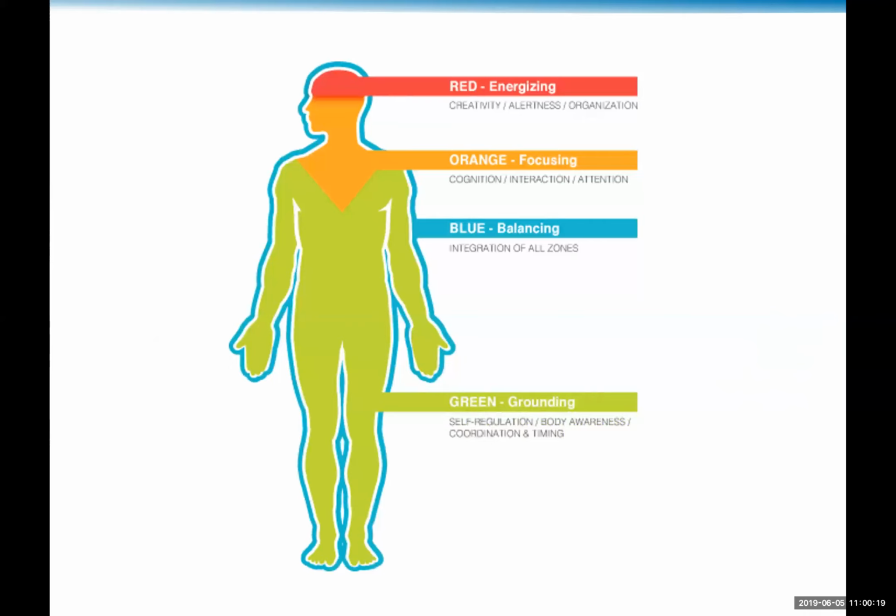We know that blue is balanced and integration of all zones. Red provides energy, alertness, organisation, creativity, insight. Orange is very focused, providing concentration, mental processes, cognition, interaction, communication. And green is very grounded and anchoring in our body, our self-regulation, our body awareness, our balance, our left-right integration, our coordination and our timing.